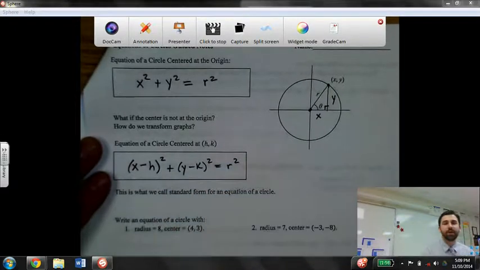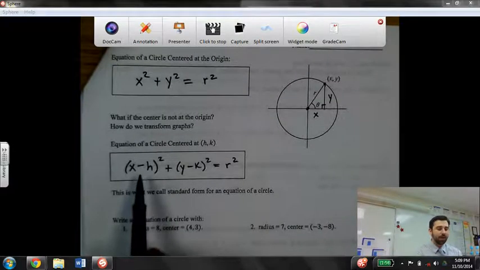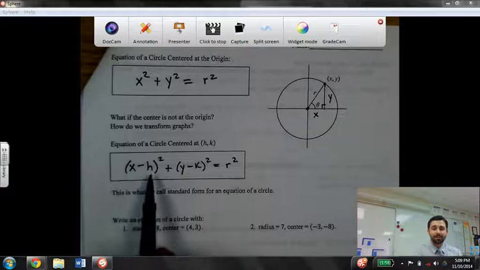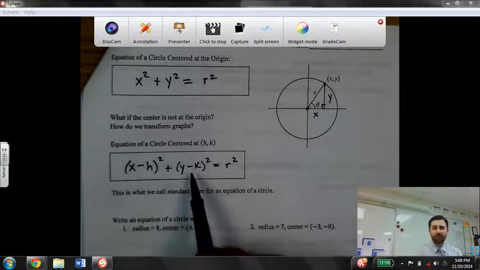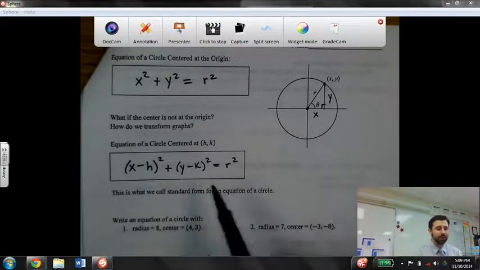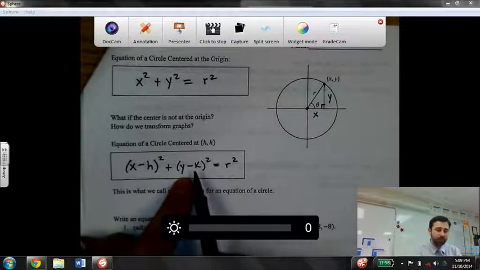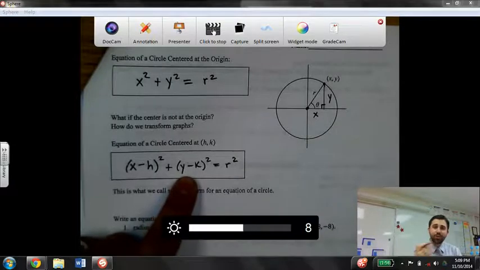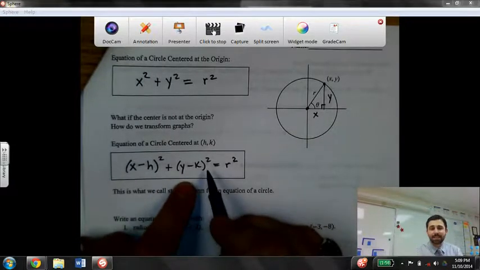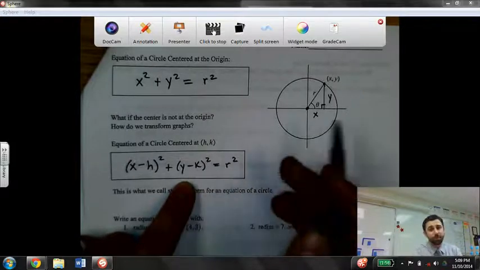equals r squared. So in a lot of our function transformations, we are used to seeing x minus a certain transformation, but normally, when we're talking about a y transformation, we're talking about a plus a number. Notice here, in this situation, y minus k gives me a transformation of a positive k units. So if I have x minus h, I'm going to be moving to the right, and if I have x plus h, I'm going to be moving to the left.